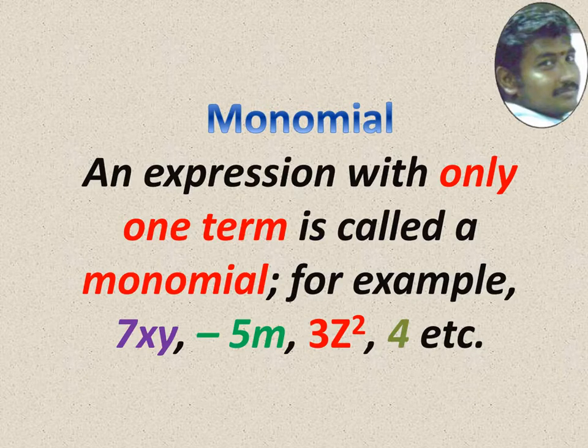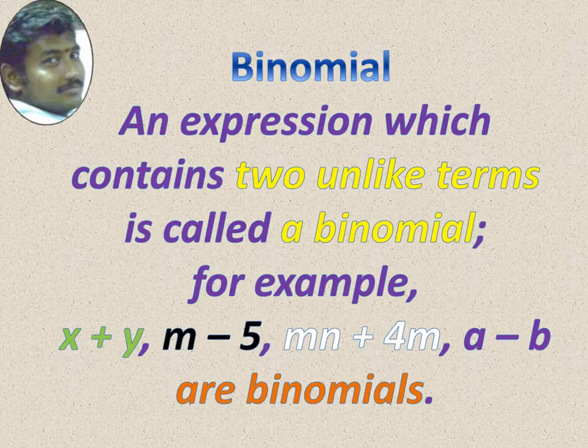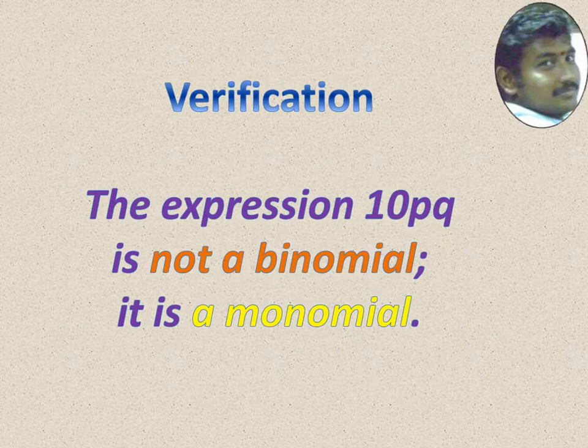A monomial means an expression with only one term. For example, 7xy, minus 5m, 3z square, 4 and so on. They are monomials. They contain only one term. An expression which contains two unlike terms is called a binomial. For example, x plus y, m minus 5, mn plus 4m, a minus b are binomials because they have two terms. The two terms are unlike terms.